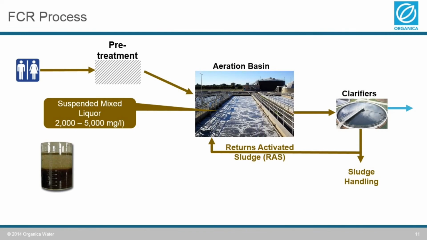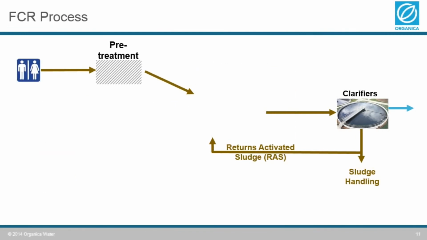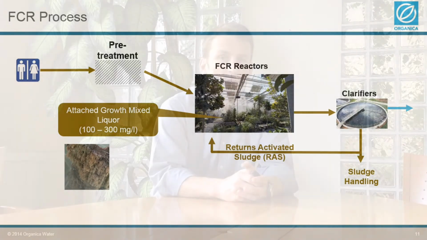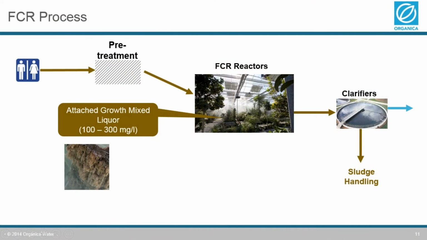So in a very simplified process scheme, the FCR will replace the aeration basin with the FCR reactors. Again, high biomass density, so typically around 10 milligram per liter of biomass density, but very little of that is suspended. So the mixed liquor solids is typically going to be around 100 to 300 in suspension. And then with the FCR, because we don't want to proliferate those organisms that are suspended returning back to the reactors, we eliminate the RAS, or the return activated sludge line.